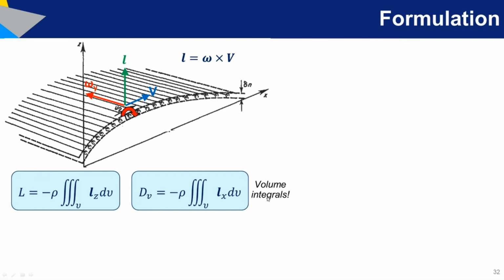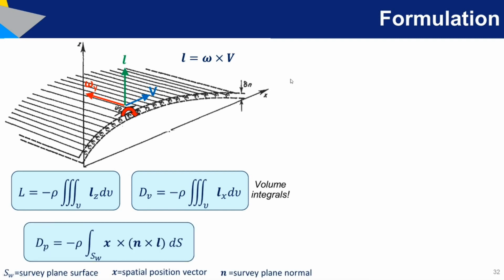And as you can see, these are volume integrals of the lamb vector quantity inside the boundary layer and inside the wake. And profile drag is a bit more complex. You have this expression where you have other terms like the spatial position vector, you have the normal to the survey plane; you have to define a survey plane downstream of the body, then you compute the normal of that survey plane, then you have some multiple cross products. It's mathematically more complex, but at the end of the day, this profile drag is just related to the velocity deficit.